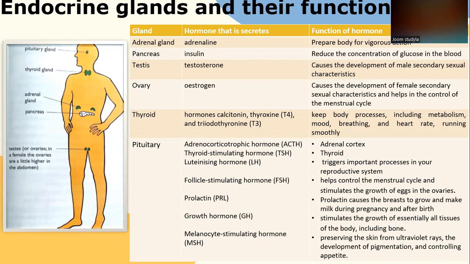And PRL is prolactin, which causes the breast to grow and make milk during pregnancy and after birth. GH, the function is to stimulate the growth of essentially all tissues of the body, including bone. And MSH is to preserve the skin from ultraviolet ray, and for development of pigmentation and controlling appetite.